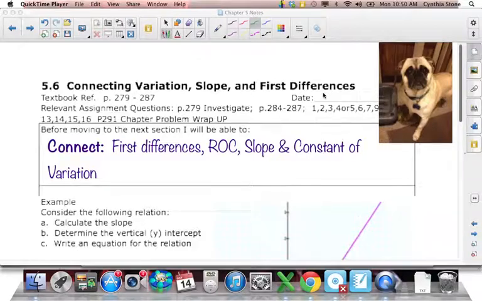Lesson, the last note in chapter 5 is putting it all together: variation, slope, and first differences. That of course is our goal before moving on, and the next thing we'll have is a test. But first we're going to connect first differences, rate of change, slope, and constant variation, everything we've done. Charlie's a little concerned about this because now he's got to really look at a situation and use everything we've learned this chapter to figure it out.